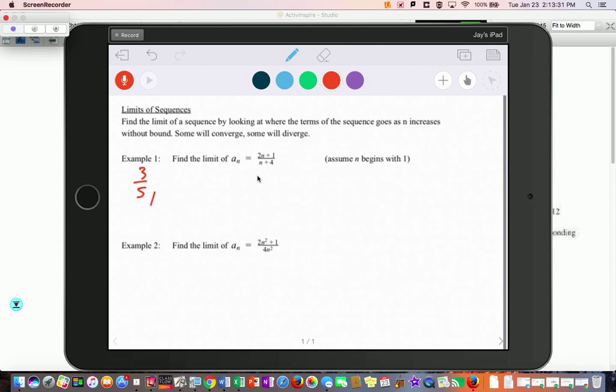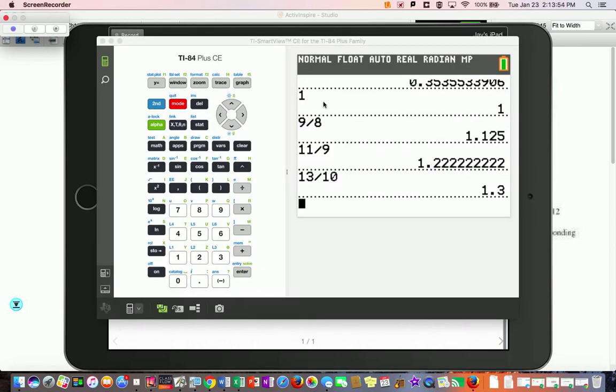And if I plug in a 2, I get 5 over 6. And plug in the 3, I get 7 over 7, which is 1. And it keeps on going. So there's my 1. Then the next number will be 9 over 8, which is 1.125. 11 over 9, which is 1.222. And 13 over 10, which is 1.3. And so what we talk about is these numbers are getting bigger, but the gap between them is getting smaller.